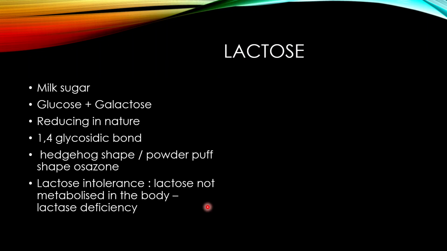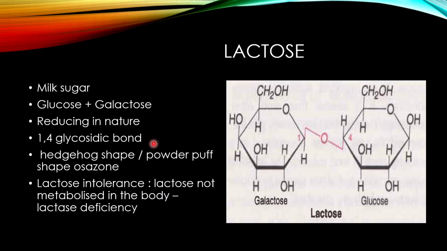Let's first look at lactose. Lactose is a milk sugar. Lactose is made up of glucose and galactose. So you have galactose over here and glucose. You have a 1,4-glycosidic bond which connects galactose and glucose. The functional group present on the first carbon atom, the aldehyde functional group, is involved in the bond with the hydroxy group of the fourth carbon atom.